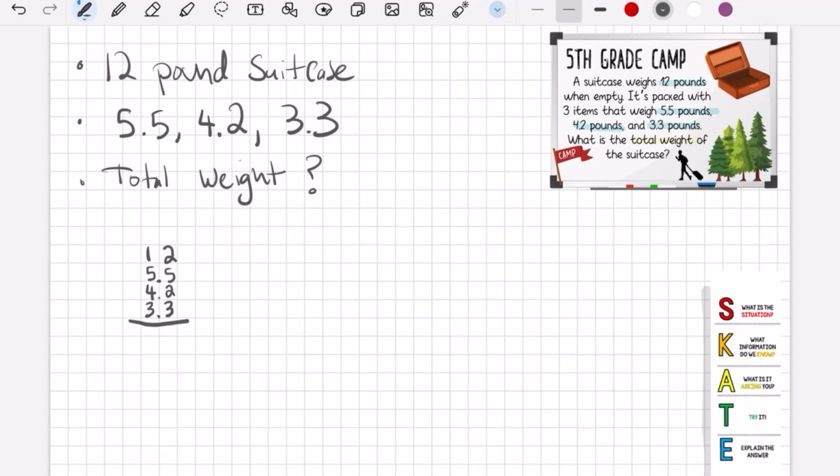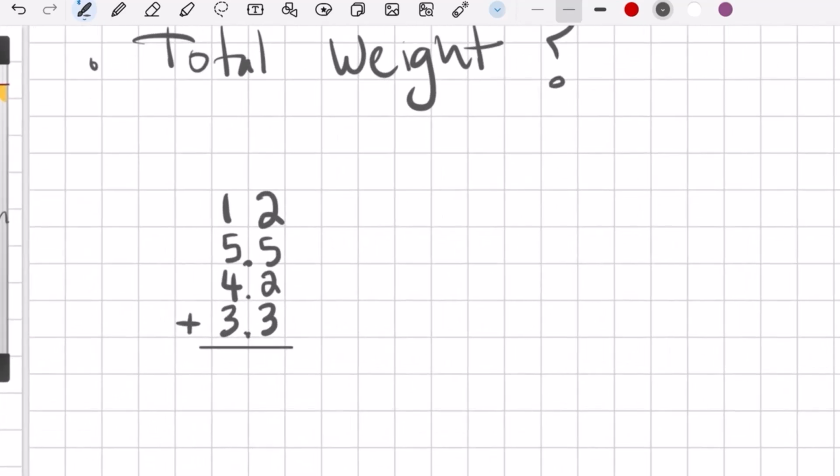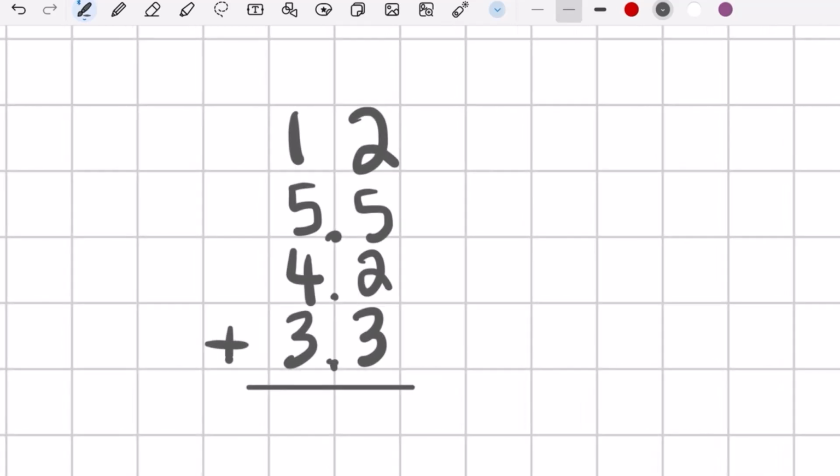But have you noticed anything that I did? Have you caught it yet? Yep, I've made a mistake. I didn't stack them by place value correctly, and I did that on purpose to see if you would catch it. That is a decimal place. Our number 12 doesn't have a visible decimal. It's not 1.2 pounds, it's 12 pounds.